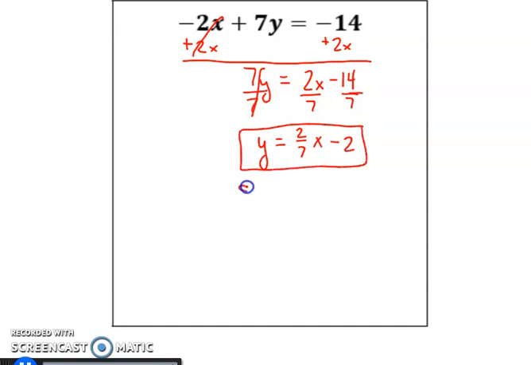There's my equation. What's the slope? 2/7. Sweet. Right, going up, positive. All right, what's the y-intercept? Negative 2. All right, that's it. Okay, try it.